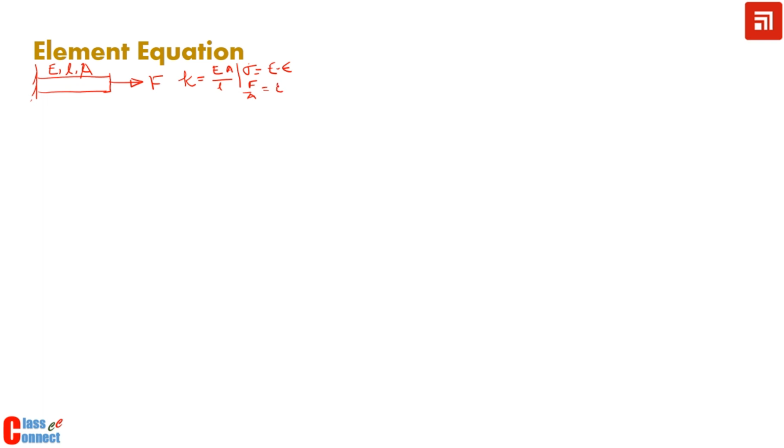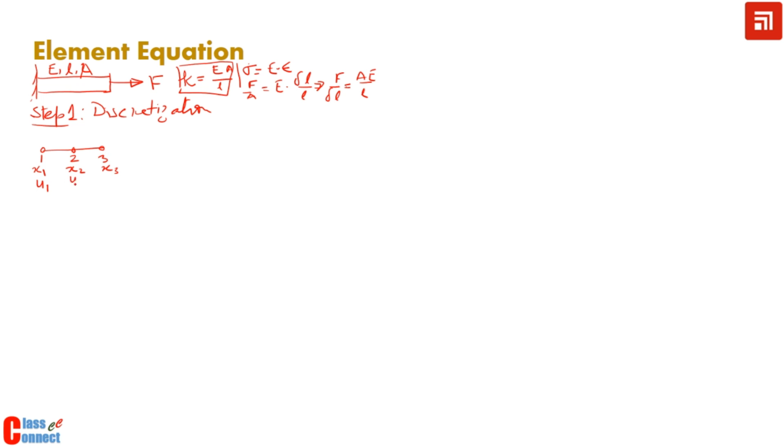F over AE is equal to delta L over L, so this gives us F over delta L, that is the stiffness. This is equal to AE over L. So in discretization, let us assume it is divided into two elements. So the global numbering is 1, 2, 3, and let us say the coordinates are x1, x2, and x3. The field variables may be u1, u2, and u3.